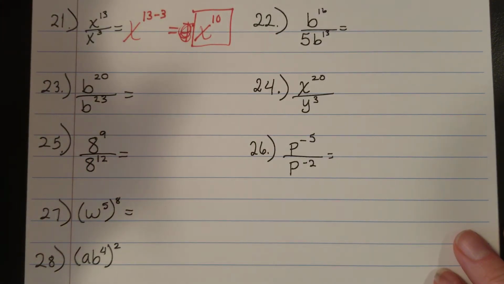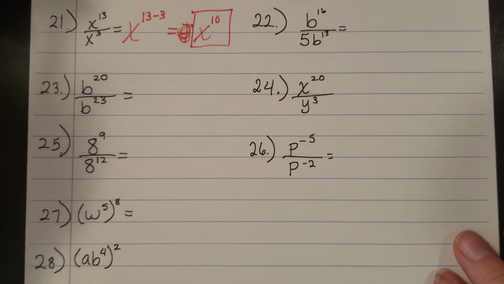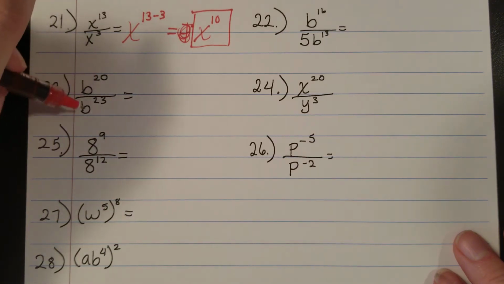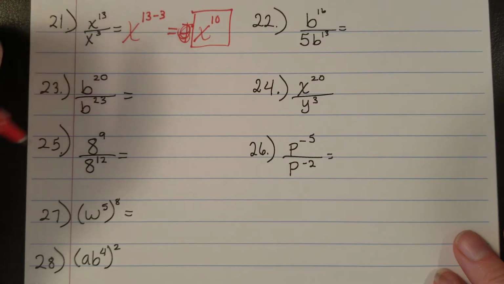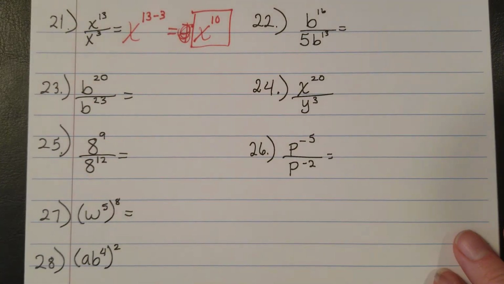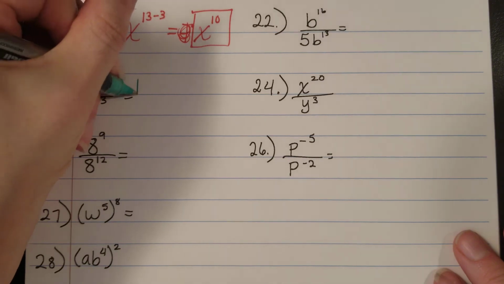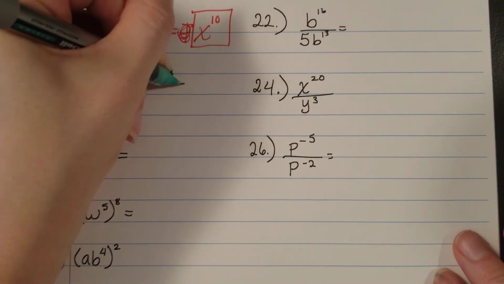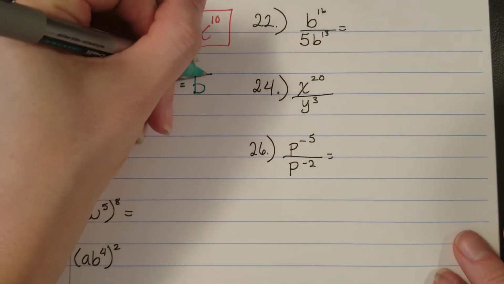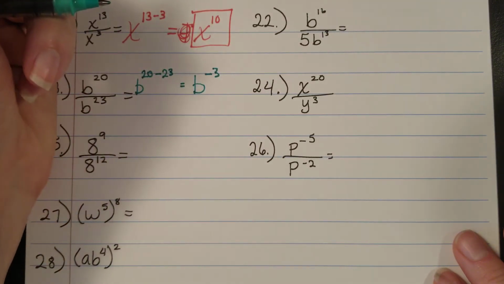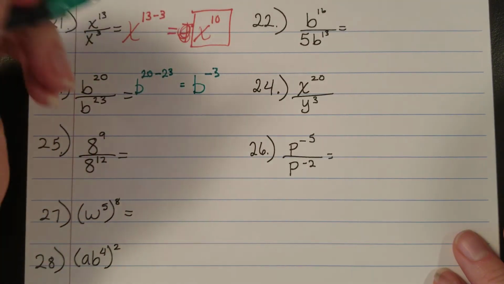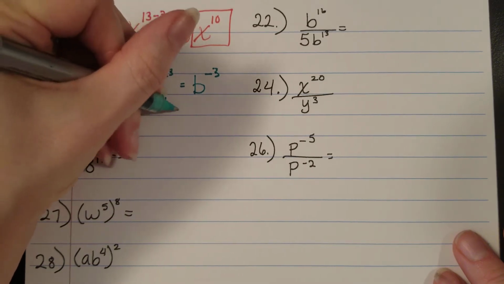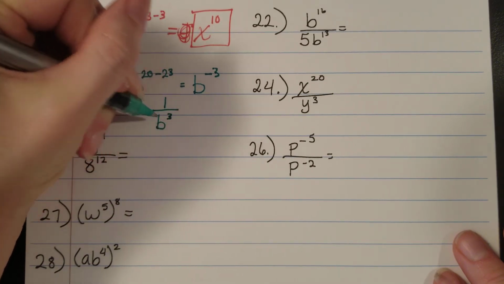Okay, and then number 23, all right, we have b to the power of 20 over b to the power of 23. So 20 minus 23 is equal to negative 3. All right, now we want to get rid of the negative in the exponent, so that turns into 1 over b to the third power.